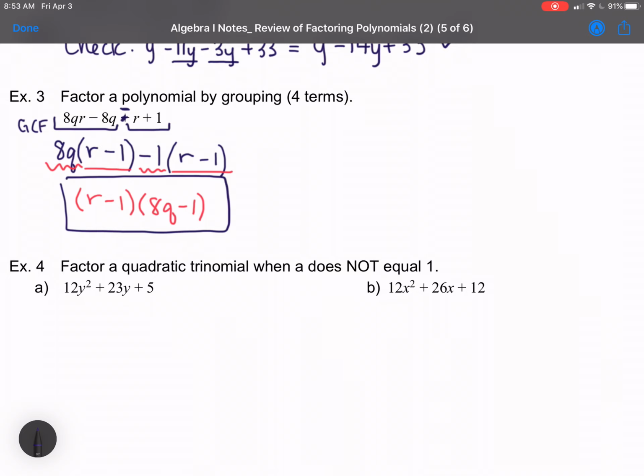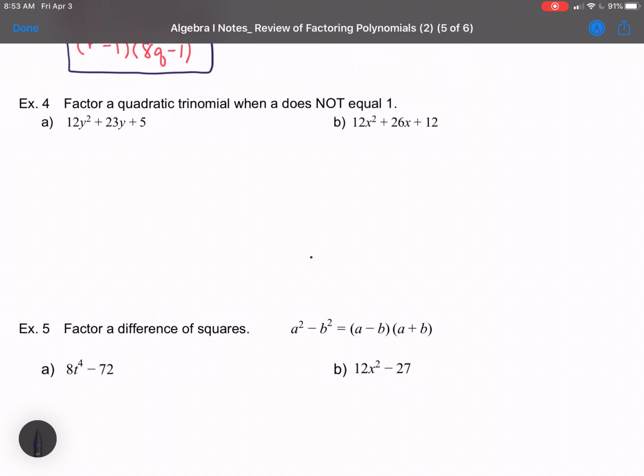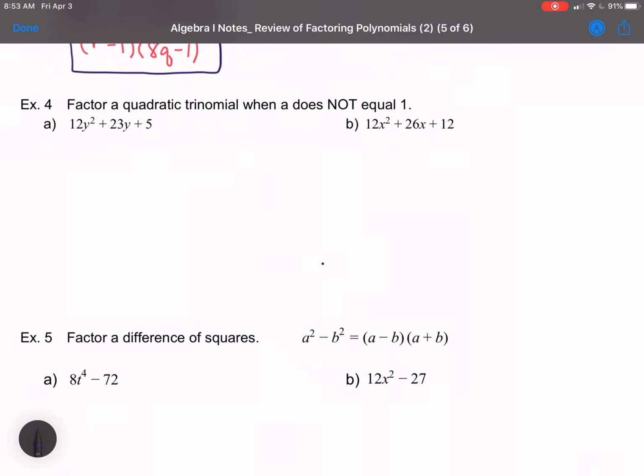And again, we can check by FOILing, just like what we did in example 2. All right, example 4. Factor a quadratic trinomial when a does not equal 1. This is when we're going to use AC factoring. It's very similar to what we did in examples 2 and 3. We're going to kind of combine them together.